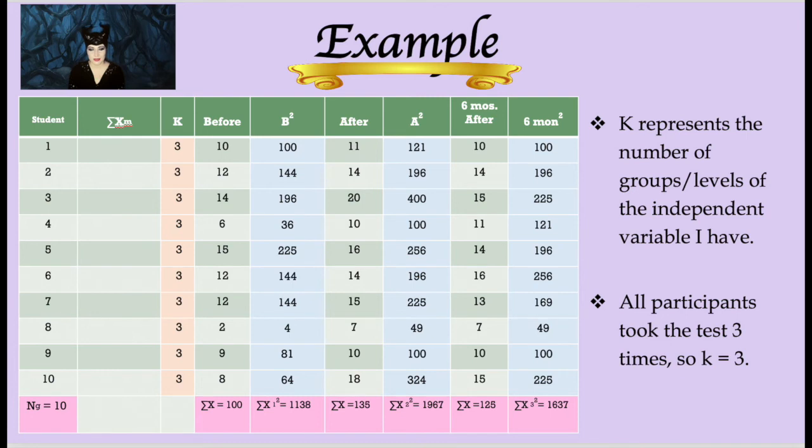If, for example, some participants only took the test before and immediately after, but they never showed up for the 6 months after test, then they would have a 2 in the place of K instead of a 3. But for the purposes of our research question and our data set, all of our participants took all 3 tests. So K is going to be equal to 3 for all of them.